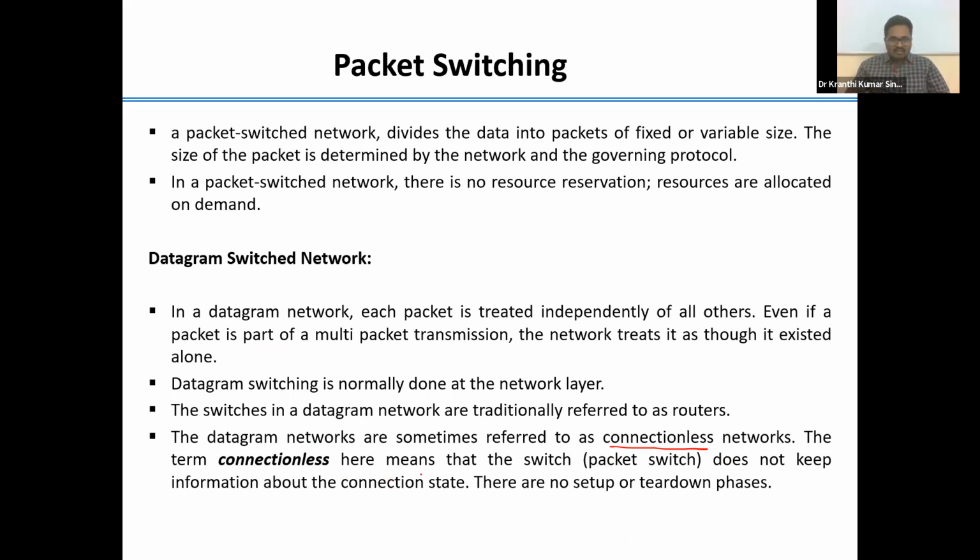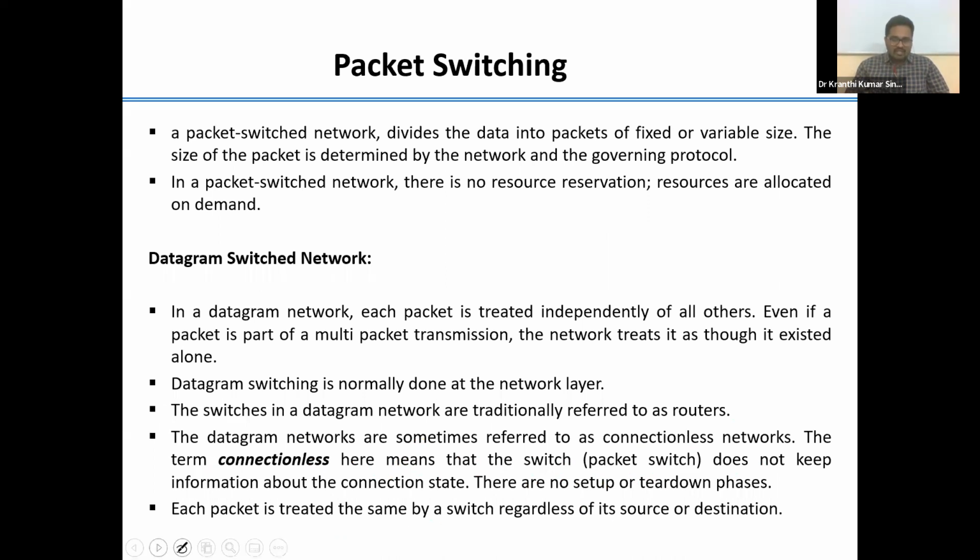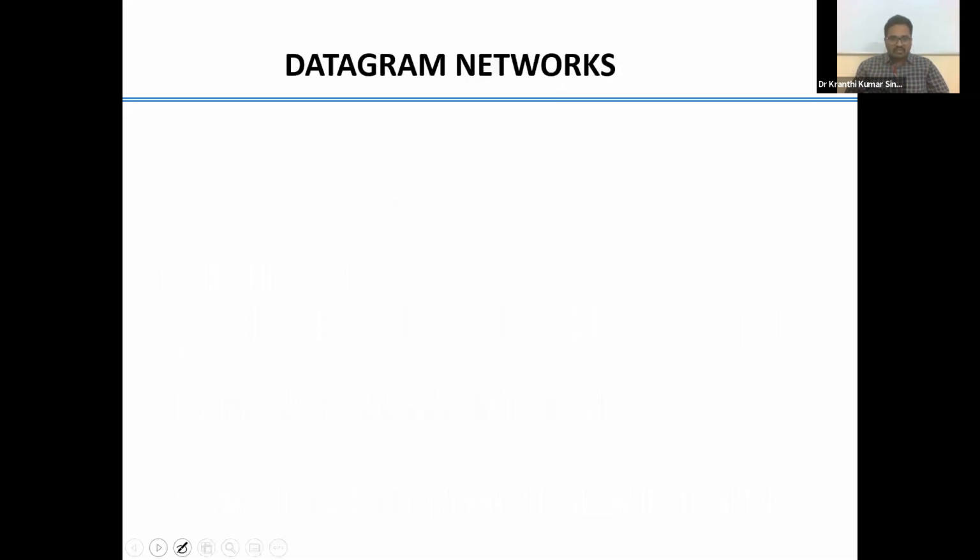The term connectionless here means that the packet switch does not keep information about the connection state, because there is no setup phase. That means it doesn't maintain any connection state. If it is available, process it. If it is not available, keep calm. There are no setup or teardown phases. These two exist in circuit switching networks, not in datagram networks. Each packet is treated the same by a switch regardless of its source and destination. If the path is available, it can go that path. If the path is not available, it is redirected to another path or route.